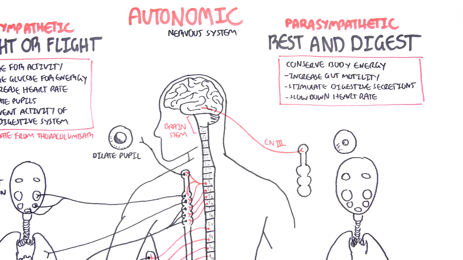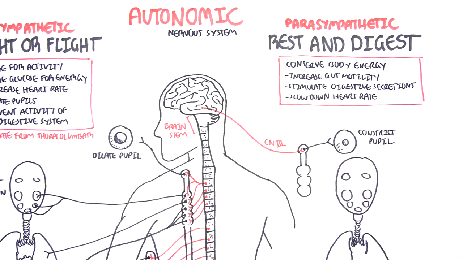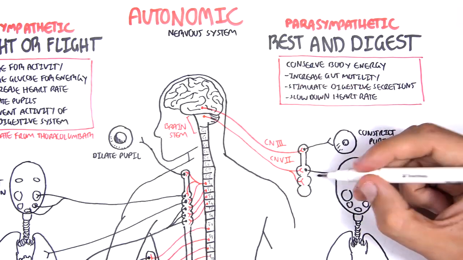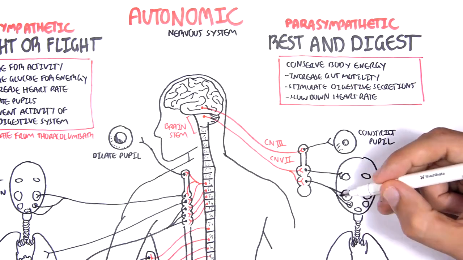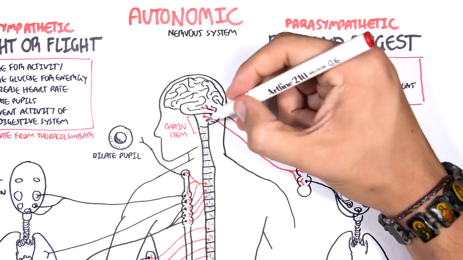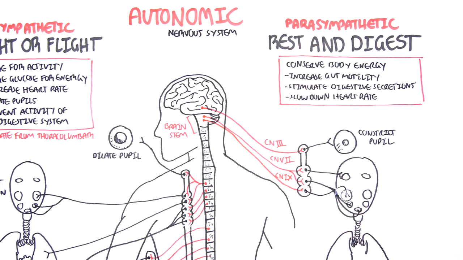So, cranial nerve 3 causes pupils to constrict. This is part of the parasympathetic nervous system. Cranial nerve 7, the facial nerve, stimulates salivation by targeting the salivary glands. Similarly, cranial nerve 9 also targets salivary glands to stimulate salivation.